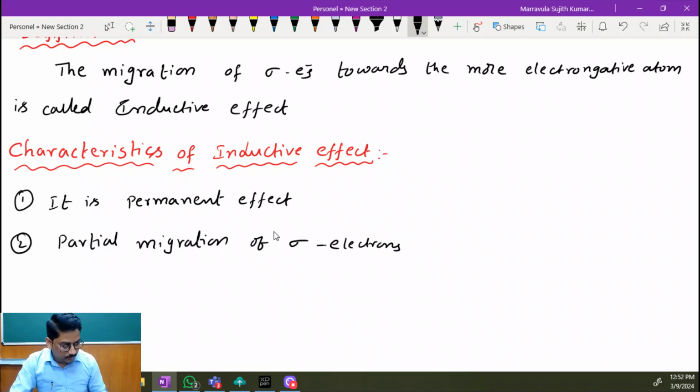So a partial migration means, for example, let's take this one, CH3 and Cl. Only partial migration, because these two electrons are somewhat nearer to the chlorine because of its greater electronegativity than carbon. So that's why it is getting partially negative and the carbon is getting partially positive. So that's it.